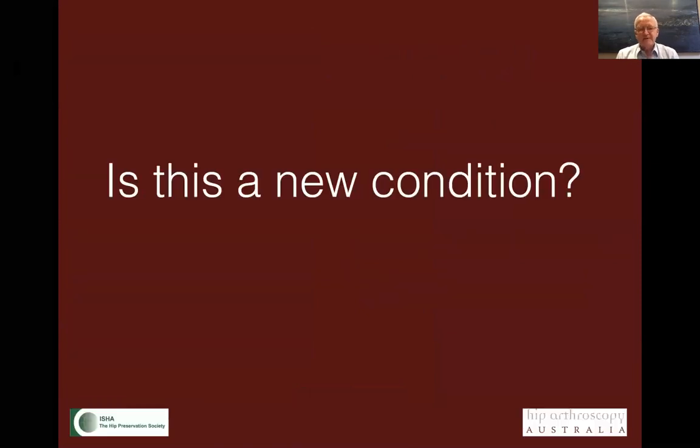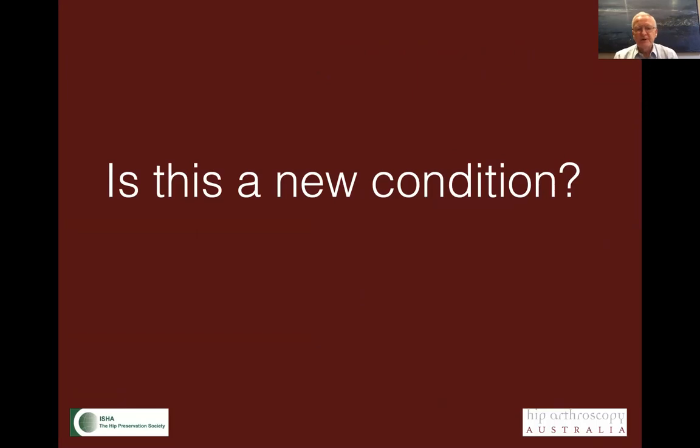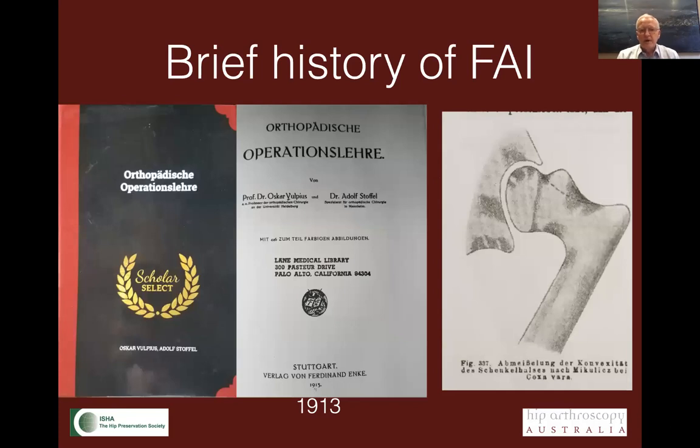It's been said that femoroacetabular impingement is a new condition only recently discovered, possibly by surgeons. And is this true? Well, of course, no, it's not. This is the earliest description I can find of impingement surgery, and this was published in German literature in 1913. You can see the picture here with the cam lesion and the surgical treatment of that, of course, by open surgery.